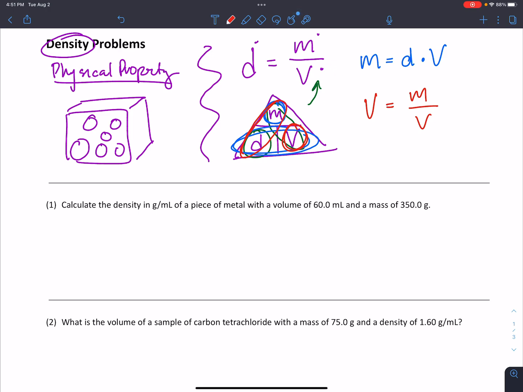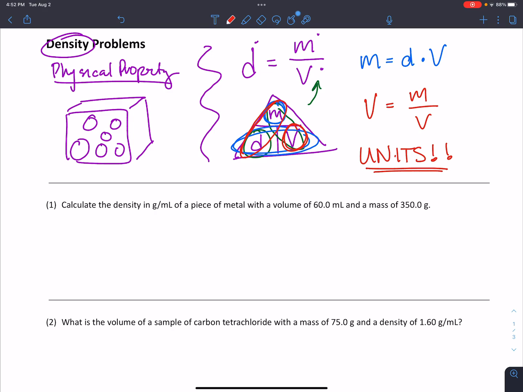Now, you don't have to use a formula triangle. You can just rearrange the original formula, density equals mass over volume, using algebra. Either way works. The other thing I want to point out about these problems is you have to be very careful with your units. Density sometimes is given in the problem, and it's going to have a compound unit with a mass unit over a volume unit, and we just need to make sure that what we come out with from our calculation matches what is asked for.